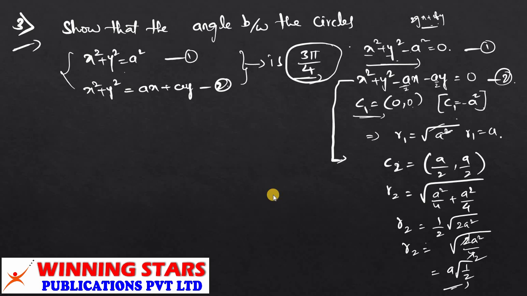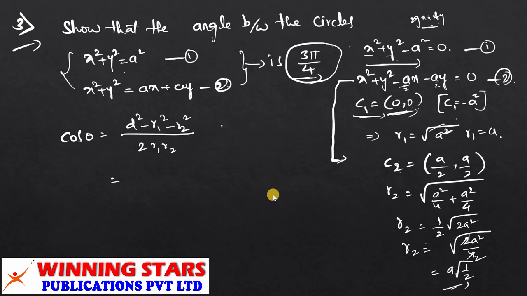Now what is the cos theta value here? Cos theta is equal to d square minus r1 square minus r2 square, divided by 2 into r1 r2. In this we have to substitute the values, and d we haven't found yet, so we have to find the d value also. Here c1 is (0, 0) and c2 is (a by 2, a by 2).